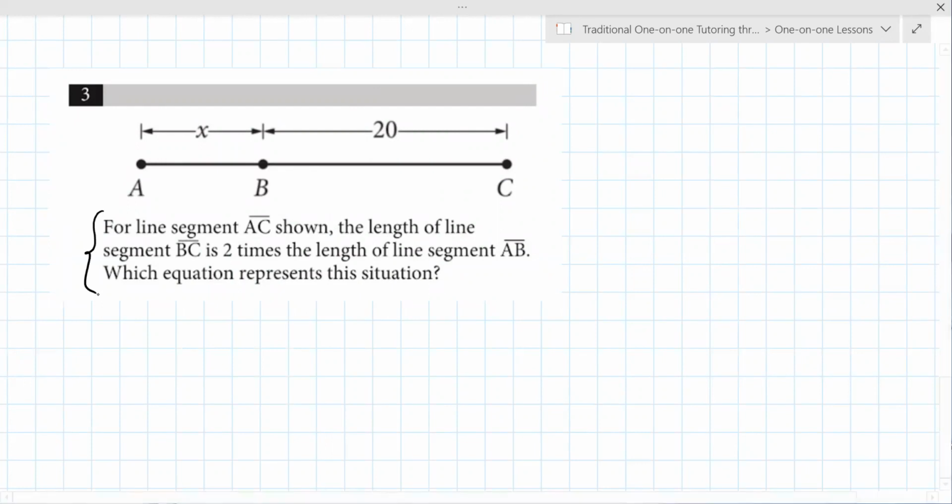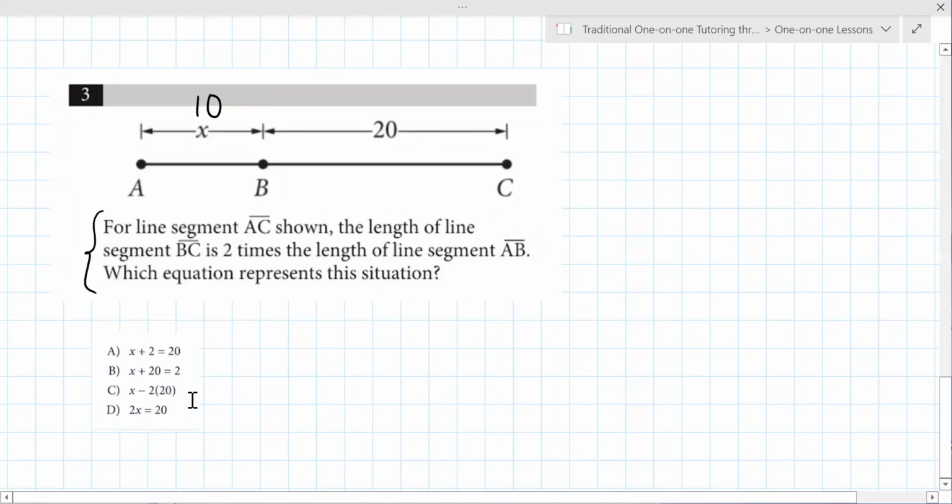For line segment AC shown, the length of line segment BC is 2 times the length of line segment AB. Which equation represents this situation? So if you need to read it again, but what is the value of x based on the information? It's 10. Yeah. Okay. Now we're going to look at the entire question. So they want the equation which represents this situation.